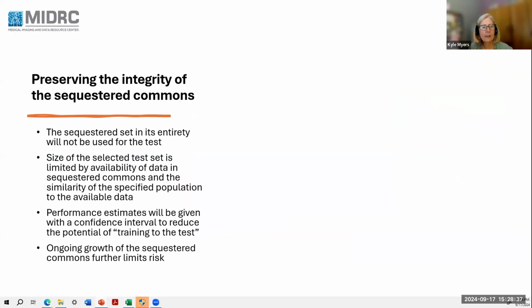So how do we preserve the integrity of that sequestered commons when we're talking about people making use of the data repeatedly? Well, there are a number of guardrails that need to be put in place. The first is that the sequestered set in its entirety is not used for any one test.